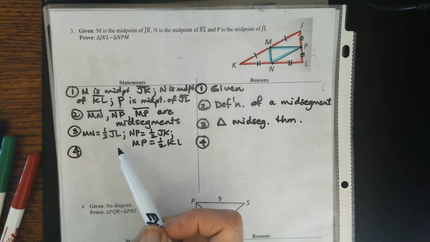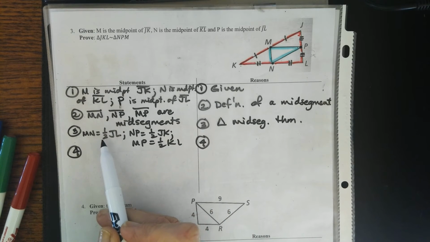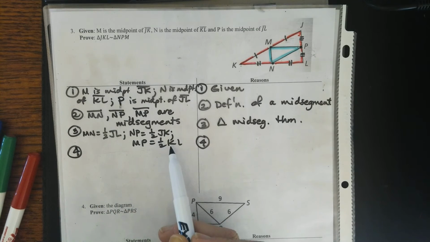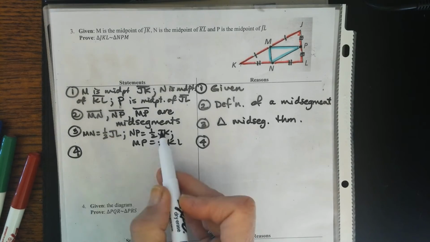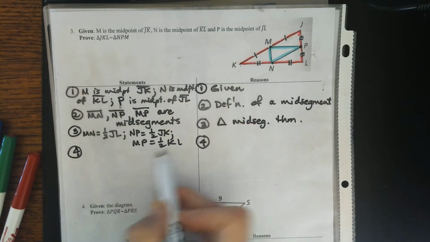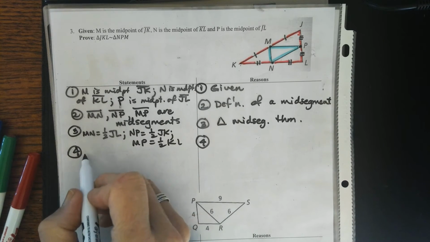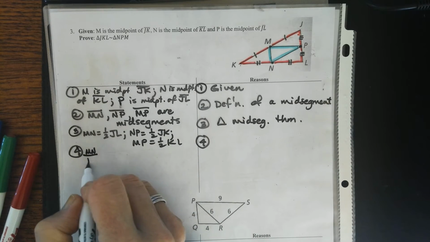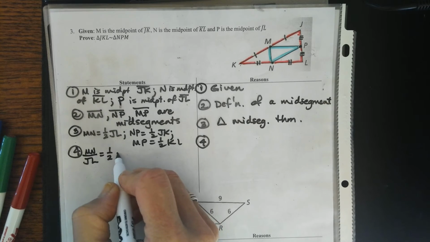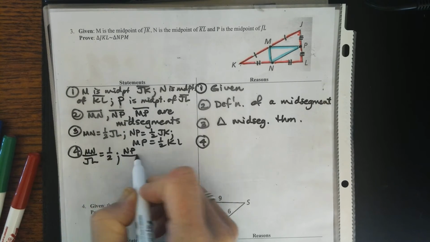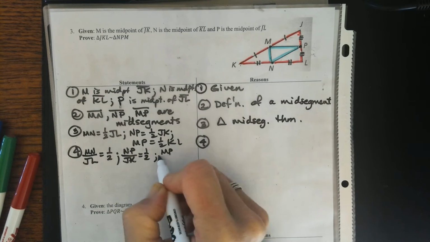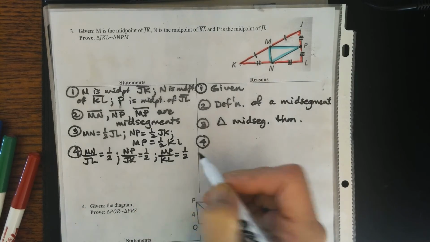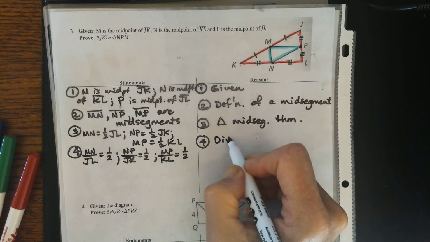Now, what you'll notice is if I can get these all equal to 1/2, then they're all equal to the same thing. So this one, I'm going to divide by JL. This one, I'm going to divide by JK. And this one, I'm going to divide by KL, just so you know what I'm doing. So I get MN over JL equals 1/2. This one, I get NP divided by JK equals 1/2. And this one, MP over KL equals 1/2. See how tricky that is? That's just the division property.